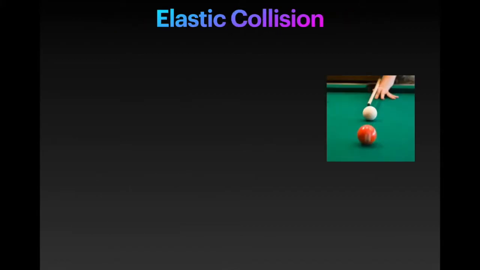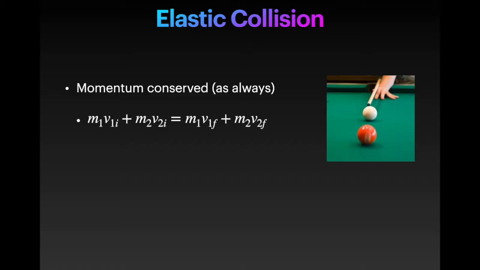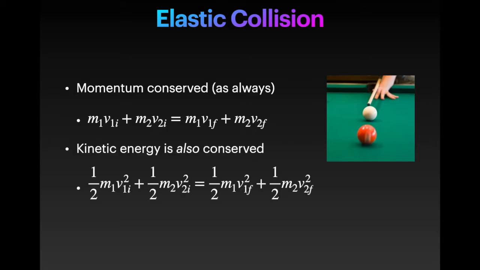So one example of collisions is called an elastic collision. In an elastic collision, momentum is conserved, which is always the case, right? So we have that equation that we just defined. But the special thing about elastic collisions is that kinetic energy is also conserved. A common example, as shown here, is billiard balls. We can say that they lose zero energy in the collision.